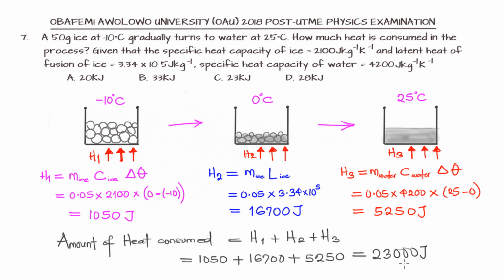that's 23,000 joules. And 23,000 joules is the same as 23 kilojoules. Okay, so the correct option is option C. Good, that's the solution to our problem.